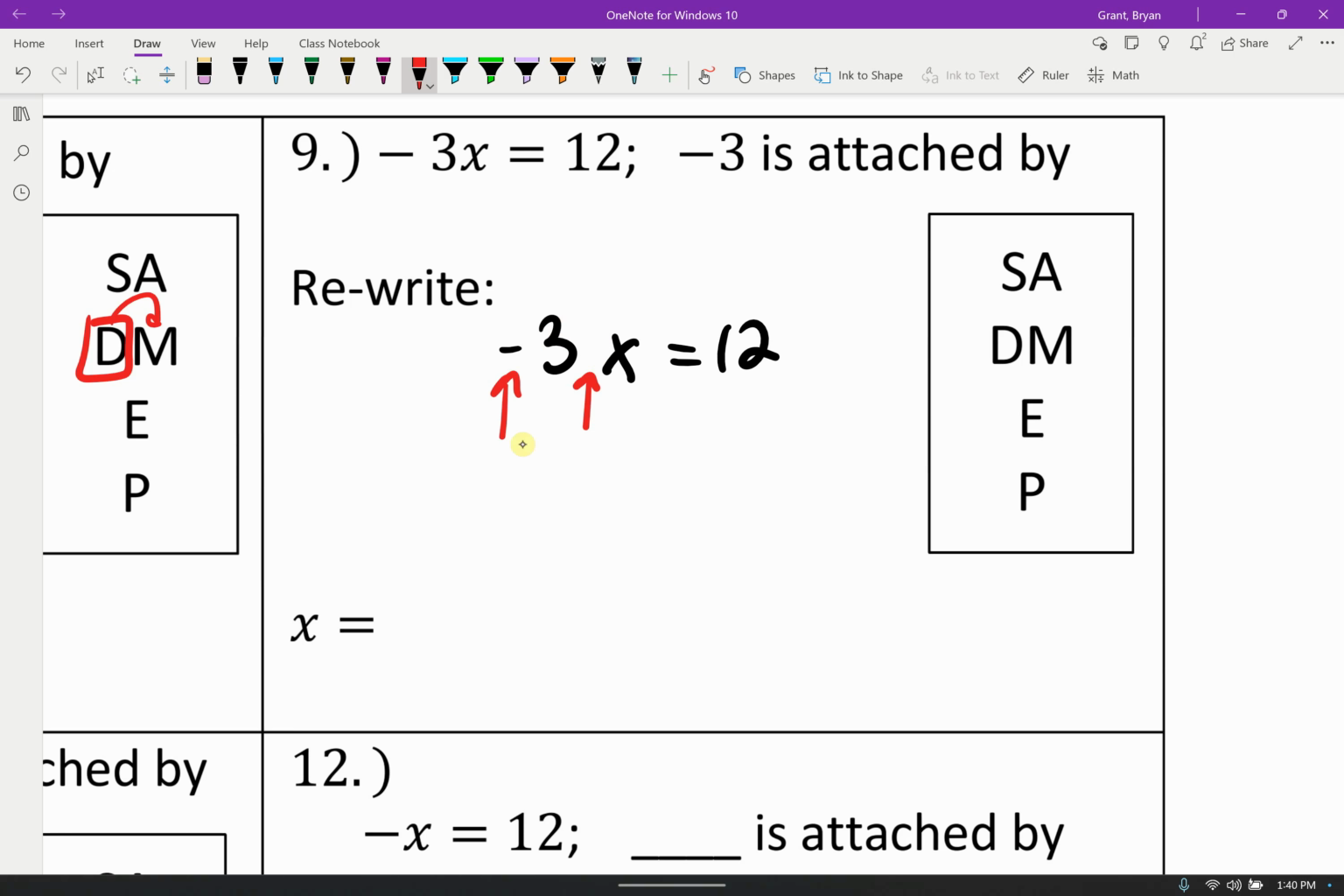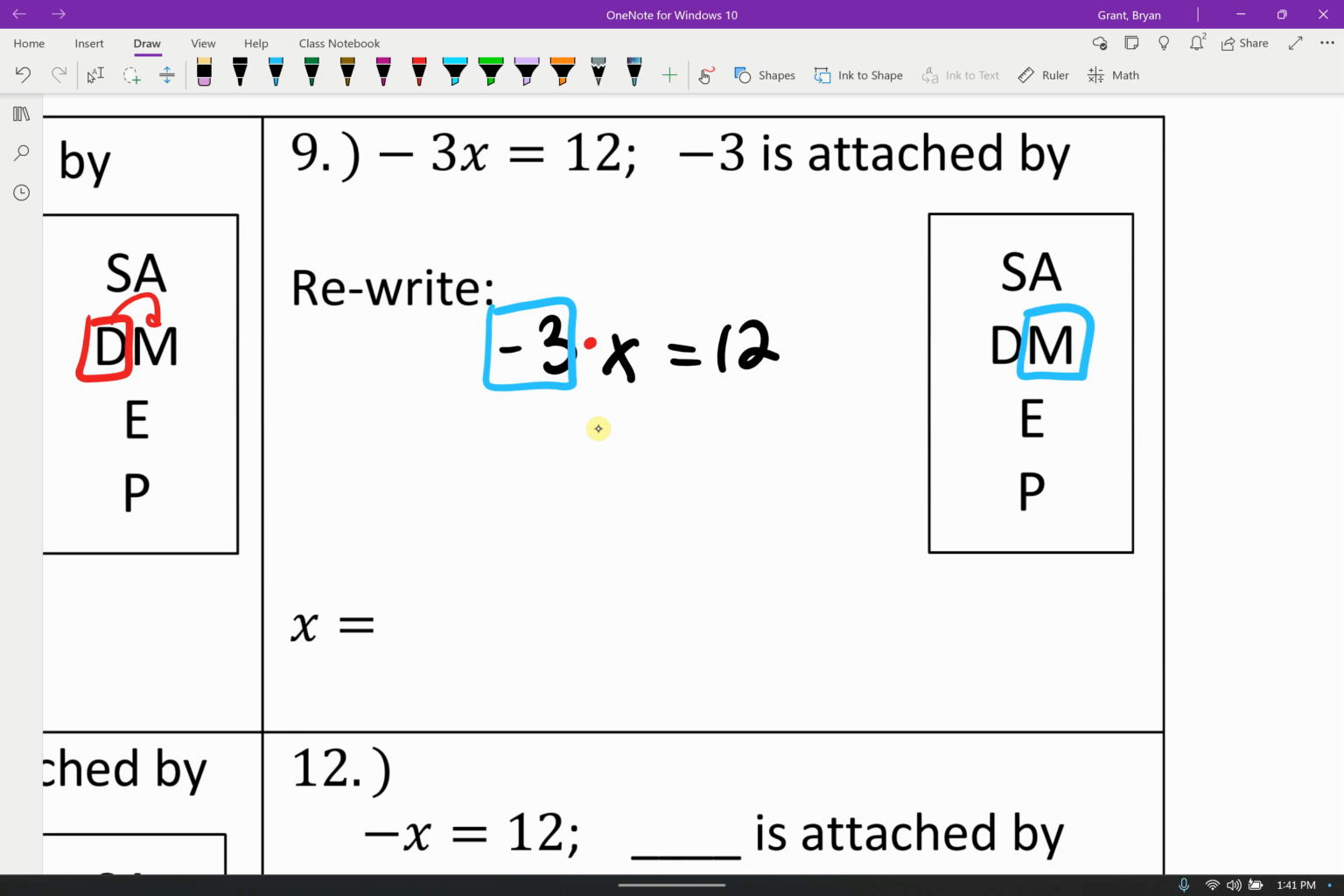So this is not subtraction. Subtraction is not between those two. What is hiding between if nothing is written? Well, that is always multiplication. So what that's telling us is that negative 3 here is multiplying by x.